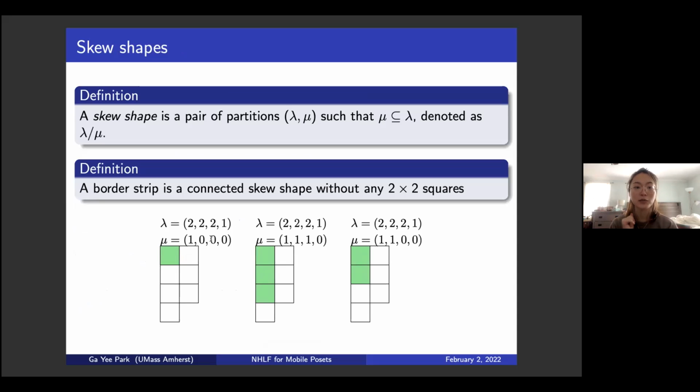And later on, I'll be working with a specific type of skew shape, which is a border strip, which is a connected skew shape without any 2x2 squares. You can think of it as a single width ribbon. So for example, this is not a border strip because it has a 2x2 square here, it's too fat here. This is not a border strip because it's disconnected, and this is going to be a border strip.